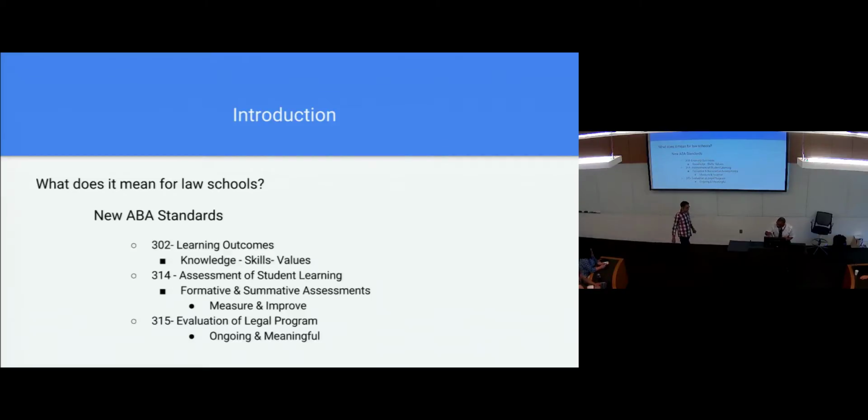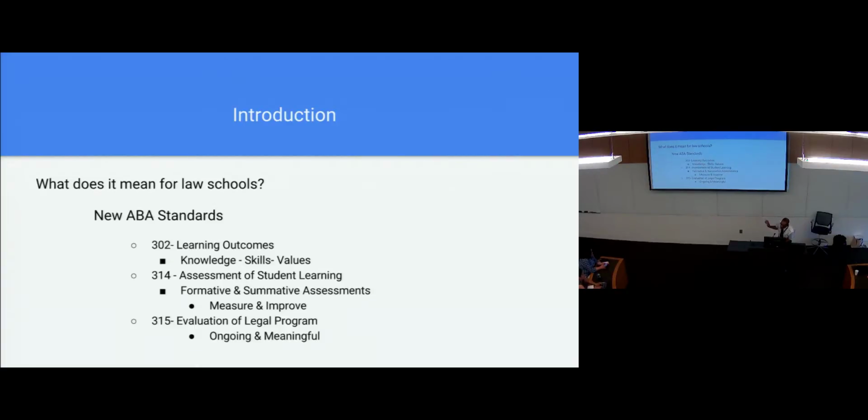At DePaul, we are Vincentian, and part of our mission is public service. So included in our learning outcomes would be what the students need to do to give back to the community. Pro bono work, volunteer work, that sort of thing. And that could be included in the outcomes as well.